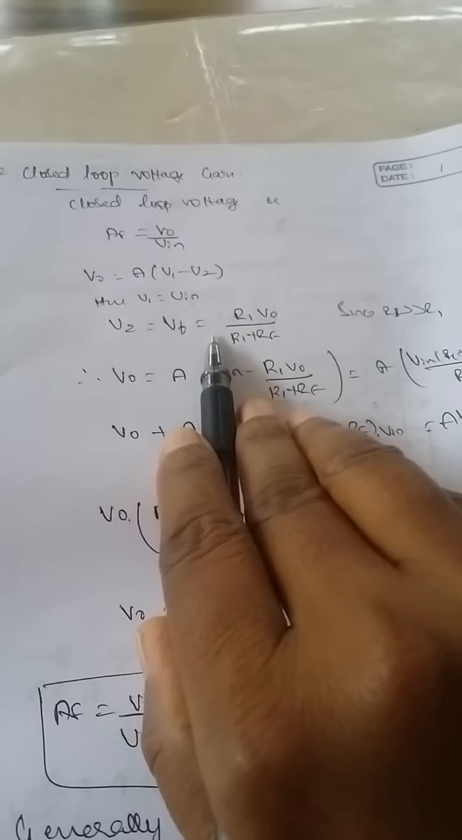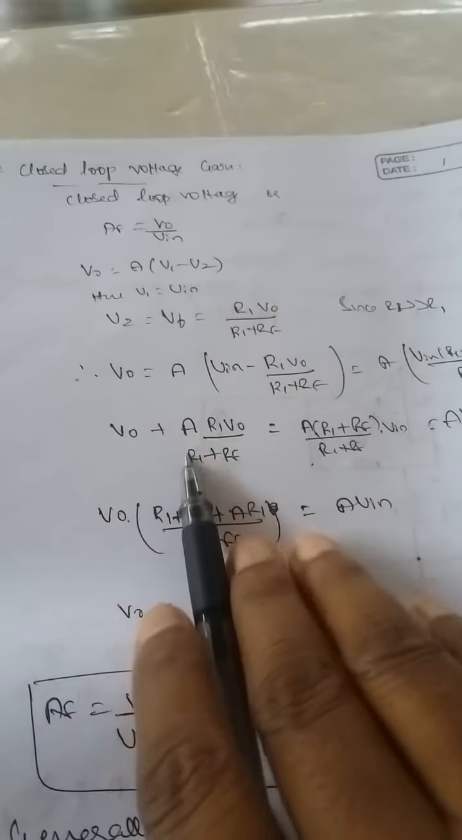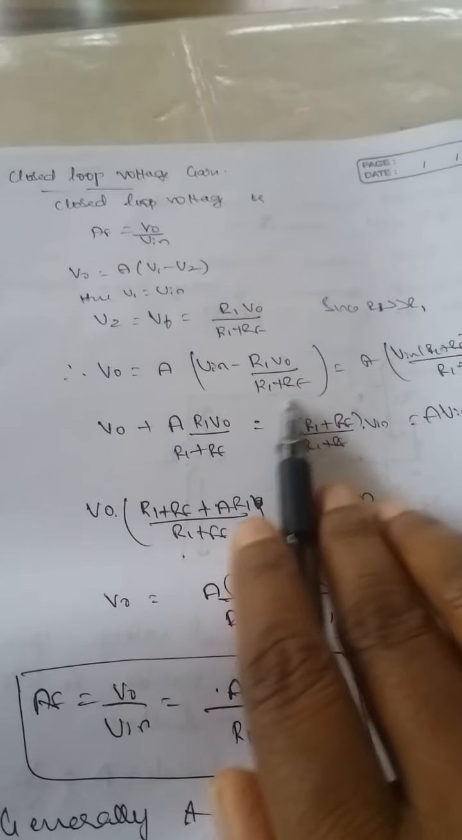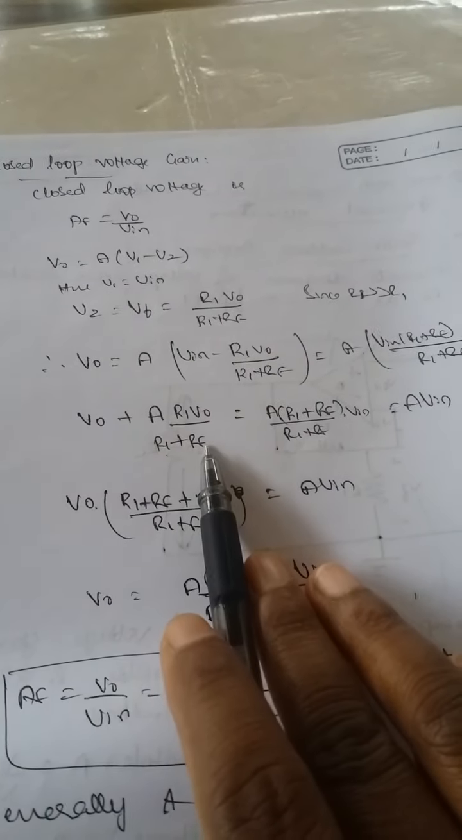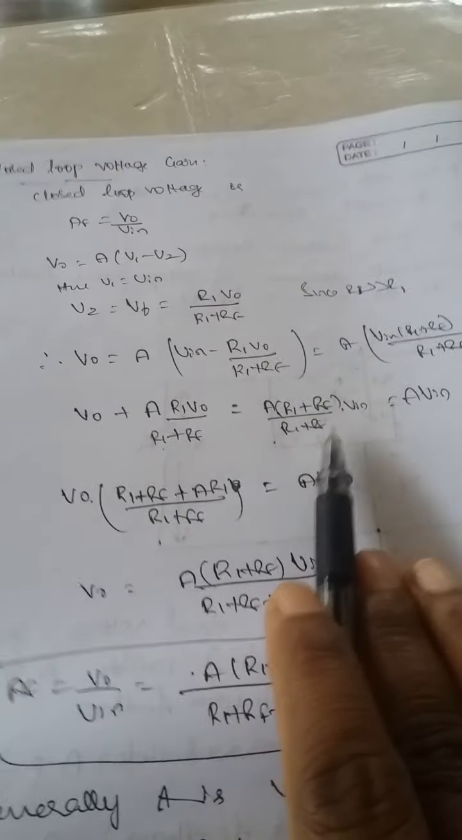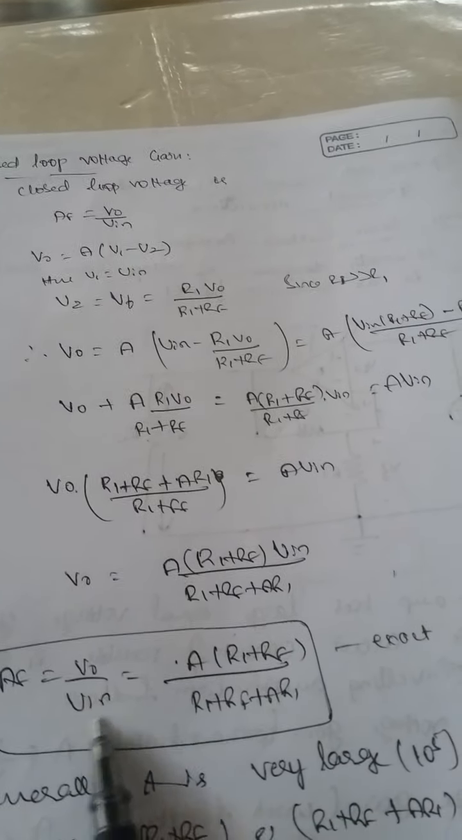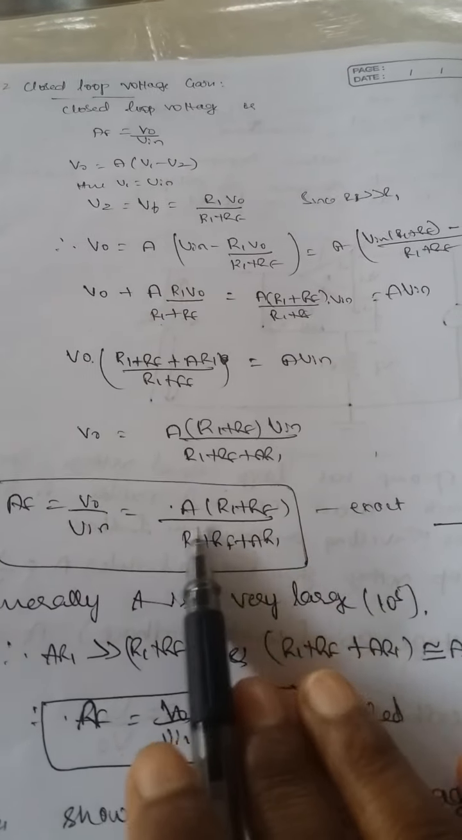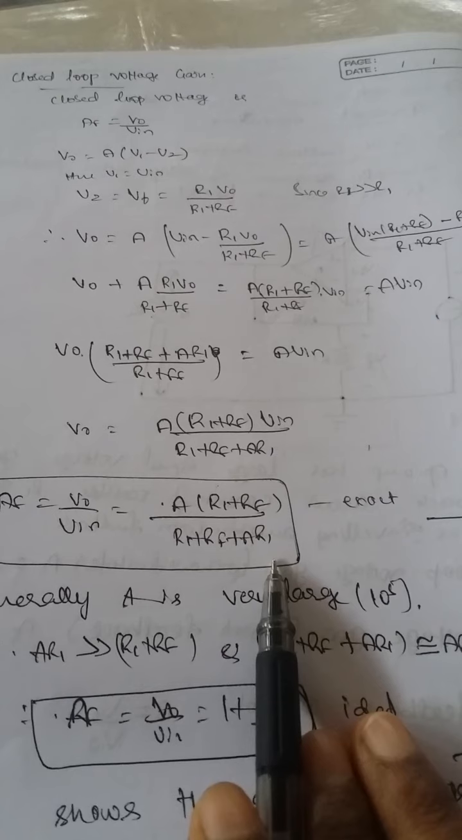If you apply the voltage divider formula, Vf is equal to V0 into R1 divided by R1 plus Rf. Now substitute all these things and simplify, take the V0 term on the left hand side and Vin term on the right hand side, and if you simplify for V0 by Vin, you will get an expression like this: A into (R1 plus Rf) divided by (R1 plus Rf plus A into R1).